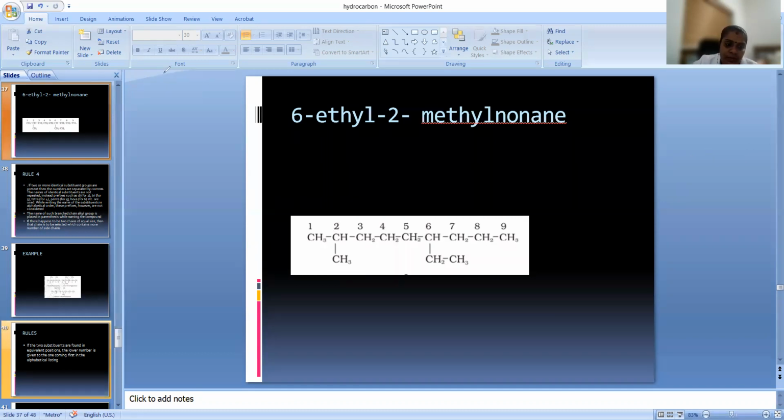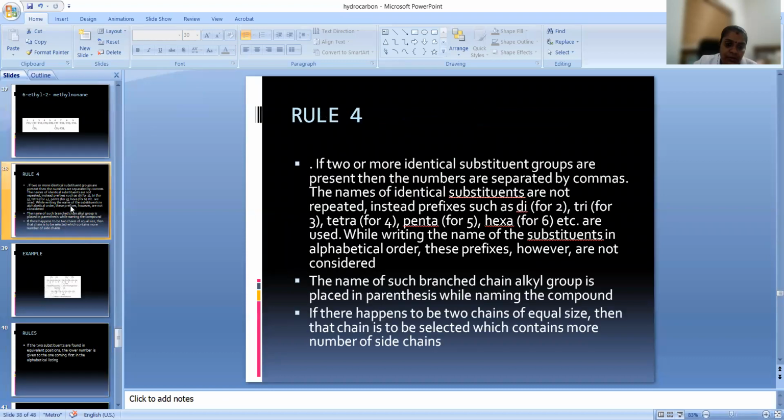Now there are another rules. If two or more identical substituents are present, for example, the same position you are getting 2 branches, suppose it is second position. So we will name it like 2, 2, and if there are 2, we will name it as di, 3 tri, 4 tetra. So di, and what is the branch? Methyl. In this way we will number. So if more than one branch is present at the same position, we have to write it 2 times and dimethyl.